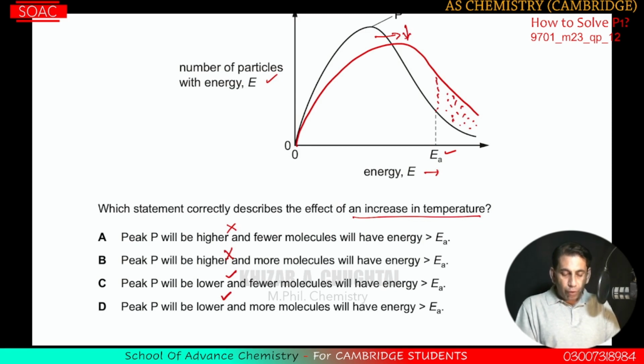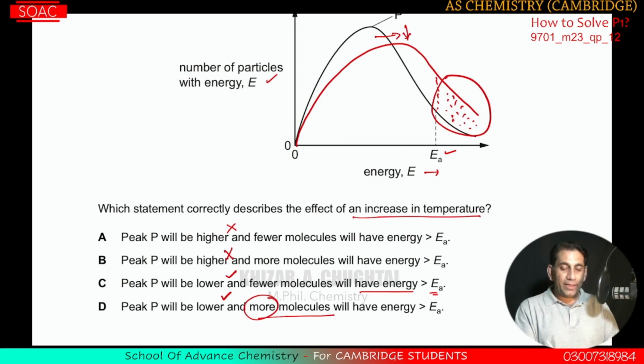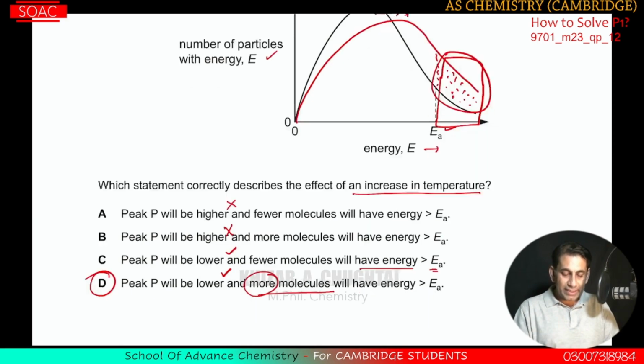The next portion is fewer molecules will have higher energy than the activation energy, and more molecules will have higher energy than the activation energy. So more molecules are now having higher energy than the activation energy. So there is now an increase in the population of molecules that have higher energy than the activation energy. So D is the correct option.